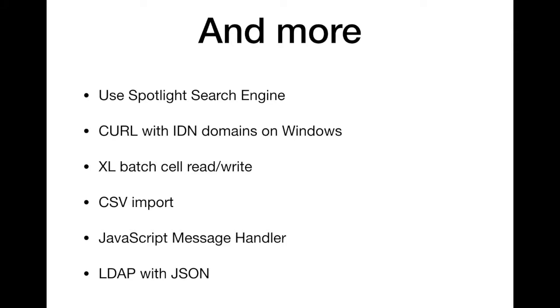Then we got the CSV import, so you can pass some text to the plugin and we split it automatically and detect whether it's comma or semicolon and put it in fields for text and number fields. And the JavaScript message handler allows you to call back to FileMaker from a JavaScript in a web viewer in FileMaker 16 on Mac. You may have noticed that FileMaker switched from WebKit 1 to version 2, which broke a lot of plugin functions, and now we got our callback back.